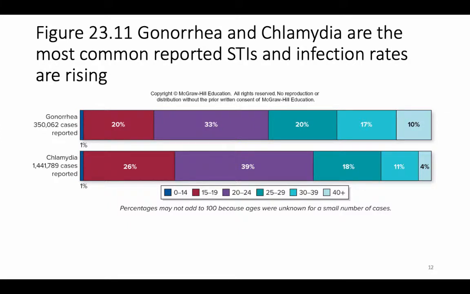So gonorrhea and chlamydia are the most common reported sexually transmitted infections, and infection rates are rising. In the age group of 15 to 24, infection is rising at the highest frequency. And so both of these are being watched by the Centers for Disease Control and the World Health Organization. And that concludes chapter 23.